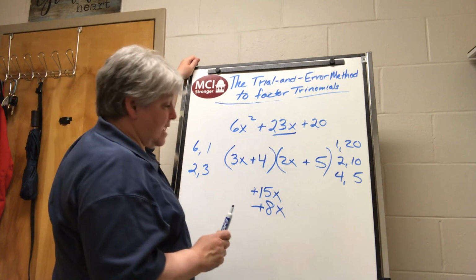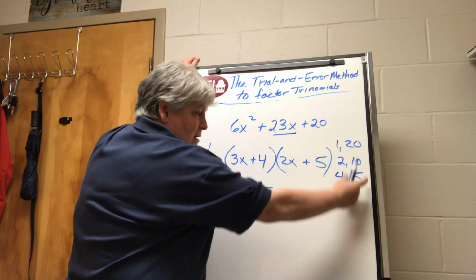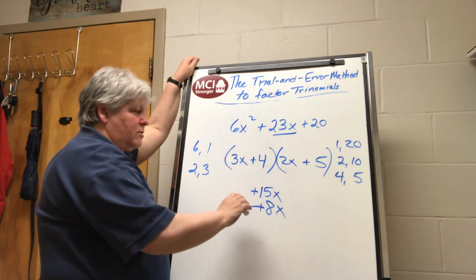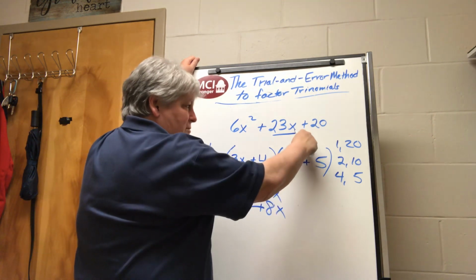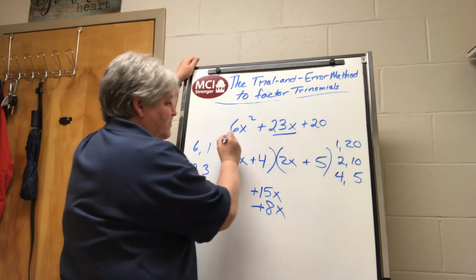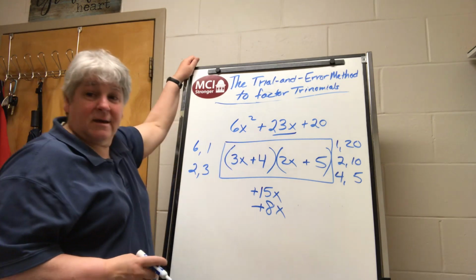Remember, the last thing you've got to check is I already knew that 4 times 5 gave me 20. That's how 4 and 5 ended up on that list. But I have to make sure the sign works out. Positive 4 times positive 5 does give me a positive 20. Wow, we just found the factors pretty quickly.